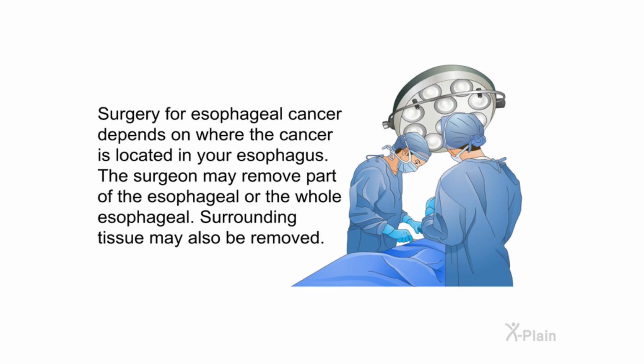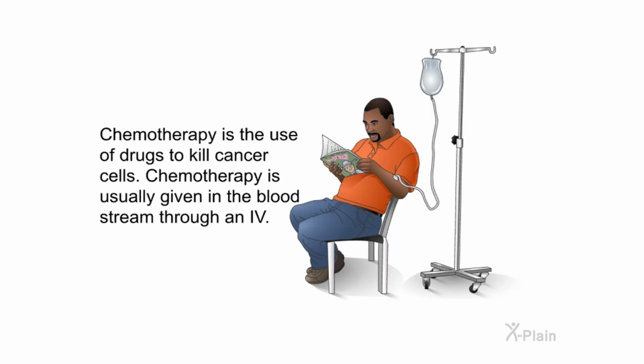Surgery for esophageal cancer depends on where the cancer is located in your esophagus. The surgeon may remove part of the esophagus or the whole esophagus. Surrounding tissue may also be removed. Chemotherapy is the use of drugs to kill cancer cells. Chemotherapy is usually given in the bloodstream through an IV.